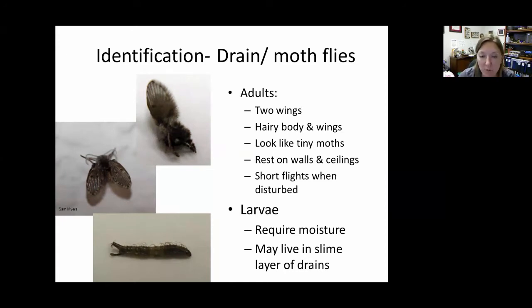And they do require moisture to survive, and a lot of times they will live in the slime layer of drains, which I know sounds disgusting. But if you think about stuff that can build up on the inside of drains, that will create a slime layer, and it provides organic matter. So the adults will go down, lay their eggs in that slime layer. When the eggs hatch, the larvae will actually live in that slime layer, and they'll eat that organic matter that is built up. So kind of cool if you think about it in a way of bugs, because they are eating that slime layer for us. But you can see that the larvae are worm-like. They do have a little tube that comes off the tip of their abdomen, and they do have a head capsule.